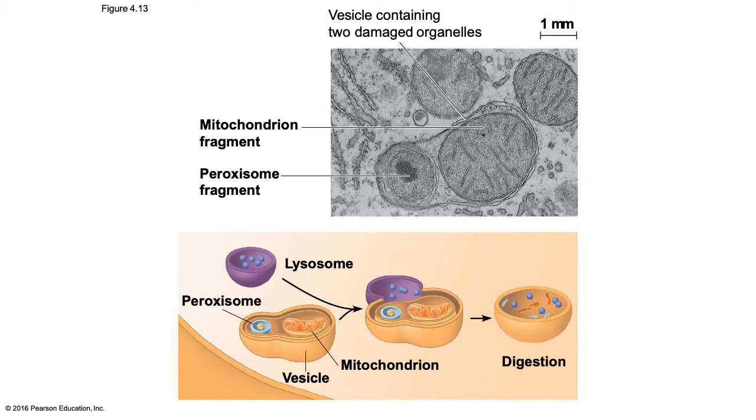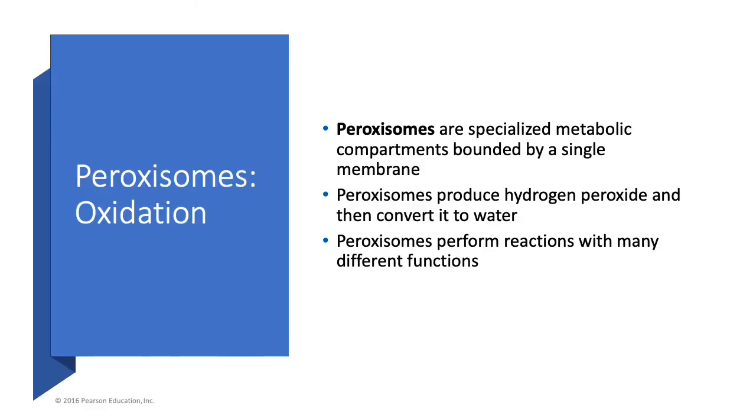Also, lysosomes can be involved in breaking down parts of the cell that no longer work. So here we have a broken down mitochondrion and a broken down peroxisome, which is another organelle. And so the lysosome merges with that vesicle, and it digests the parts of the mitochondria and the peroxisome, so that the cell can either get rid of them, kind of spit them back out, or can use the parts to make new mitochondria or peroxisomes or whatever.